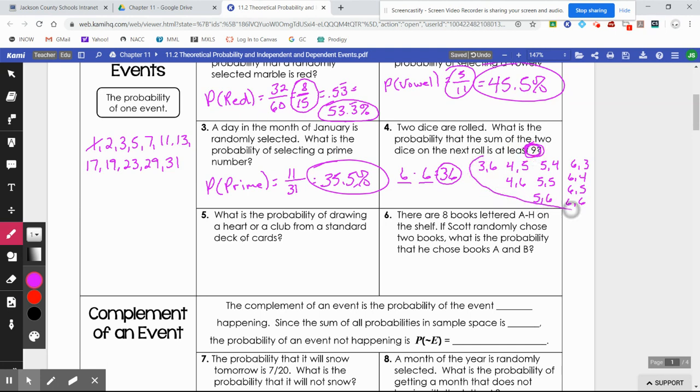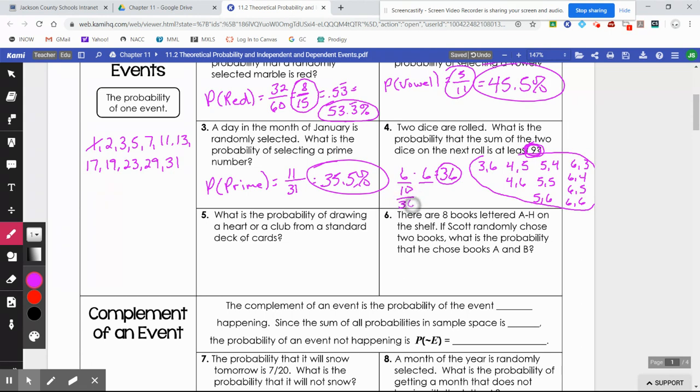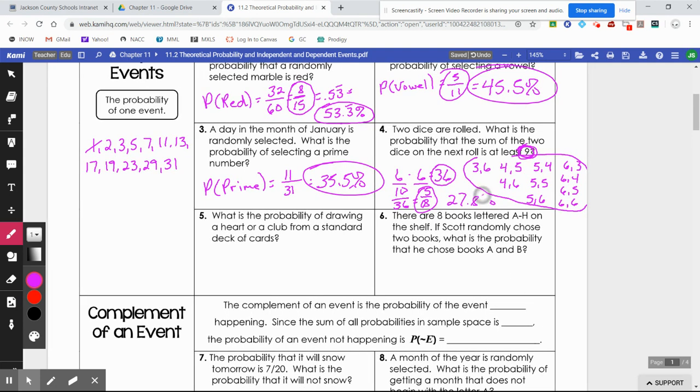So therefore, there are all the successes. There are 4 plus 3 plus 2 plus 1. I believe that'd be 10. So 10 out of 36 ways you can roll at least a 9 on these dice. If you reduce that, that's a 5 out of 18 chance. If you type that in, 5 out of 18, that gives you about a 27.8% chance of this event happening.